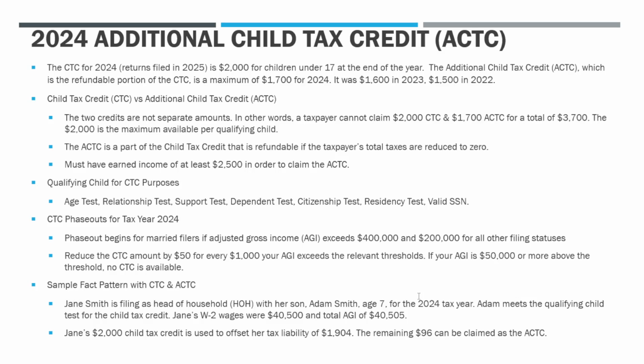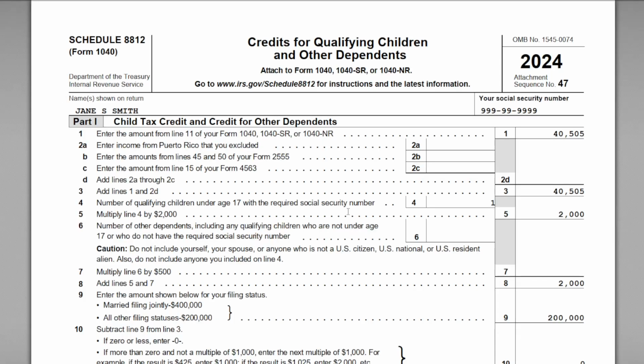Now, what we're going to see is that she qualifies for the $2,000 credit, but she doesn't have enough tax liability to be able to absorb the whole credit. And so that's why we kick it over to the ACTC to see if she can use some of that leftover amount. All right, so let's look at the return. Hopefully this will make a little more sense when you actually see the numbers on paper.